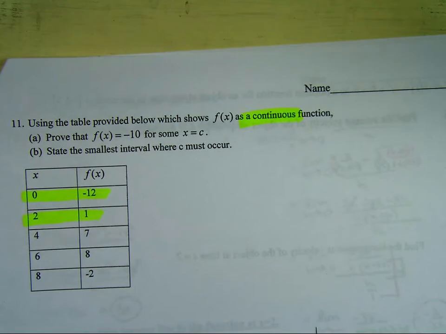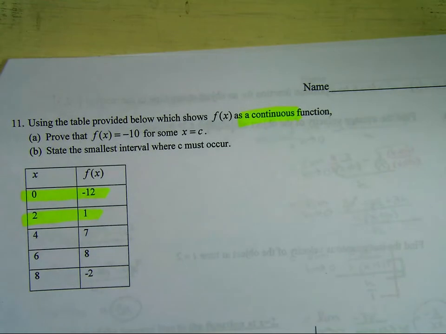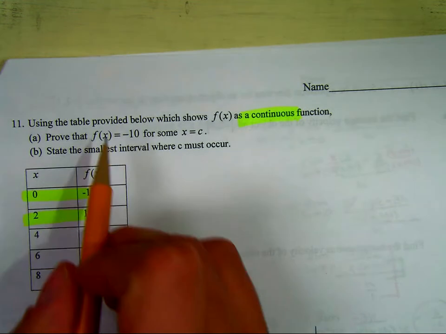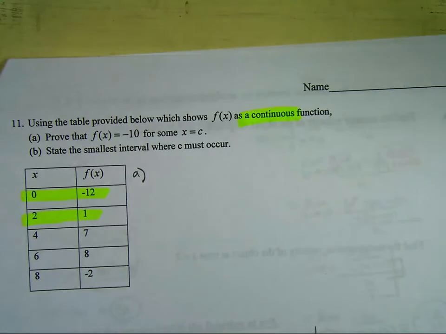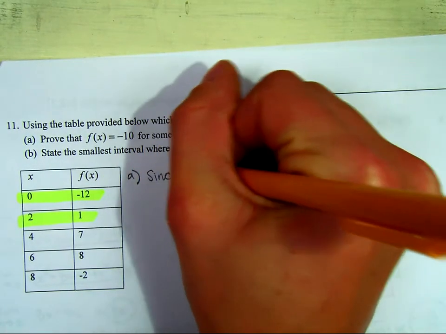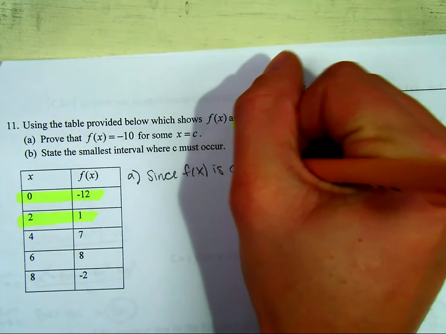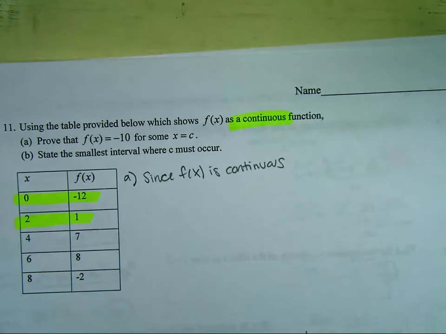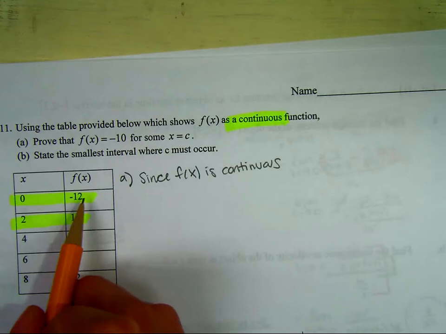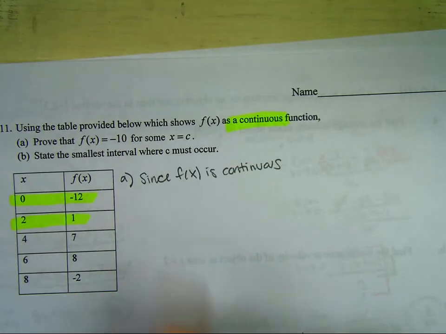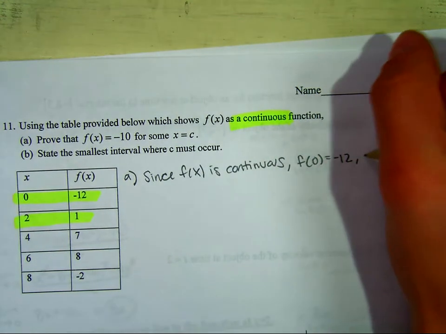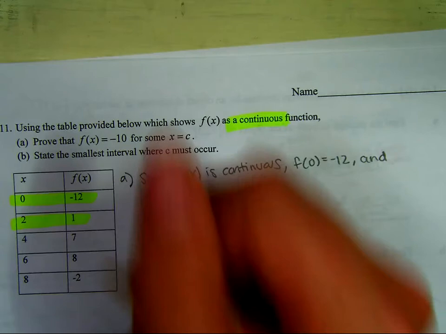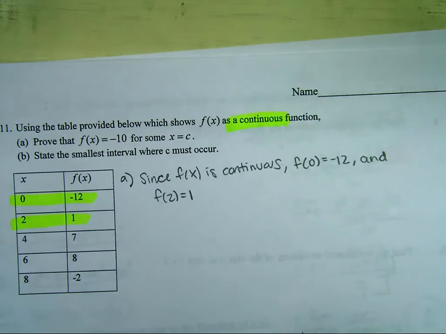And what we learned was the rule is it's all because of that intermediate value theorem. So that's what we're going to use to prove that the function will equal -10. So in order to do that, you should write out the sentence. We practiced this in our notes. We said, since f of x is continuous, you must state it's continuous, and then state these 2 points that you know. Since f of x is continuous, f of 0 equals -12, and f of 2 equals 1.